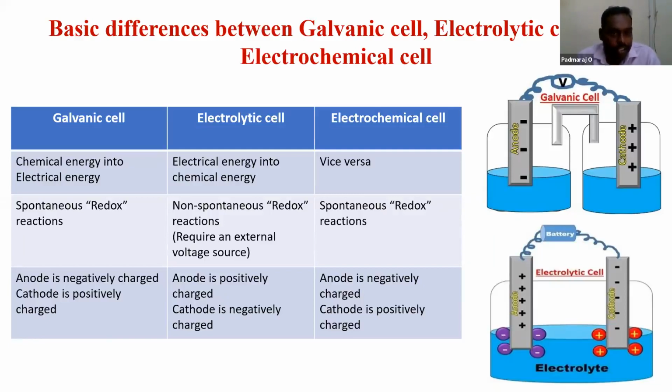So in a galvanic cell, what is the difference? The anode is negatively charged and the cathode is positively charged. But in the case of an electrolytic cell, the anode is positively charged and the cathode is negatively charged. That is the basic difference. So the electrochemical cell is the combination of the galvanic cell and the electrolytic cell. Chemical energy converts to electrical energy, and vice versa, electrical energy converts again to chemical energy. So this is the basic difference between the galvanic cell, electrolytic cell, and electrochemical cell.